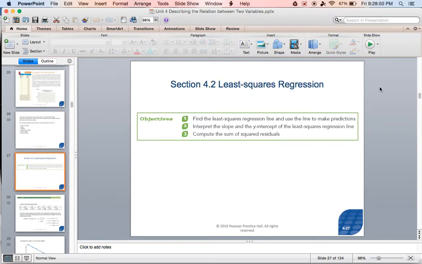And that is 4.1, an introduction to correlation. Now we're going to take that and use the least squares regression line in 4.2, which will allow us to evaluate data going forward.